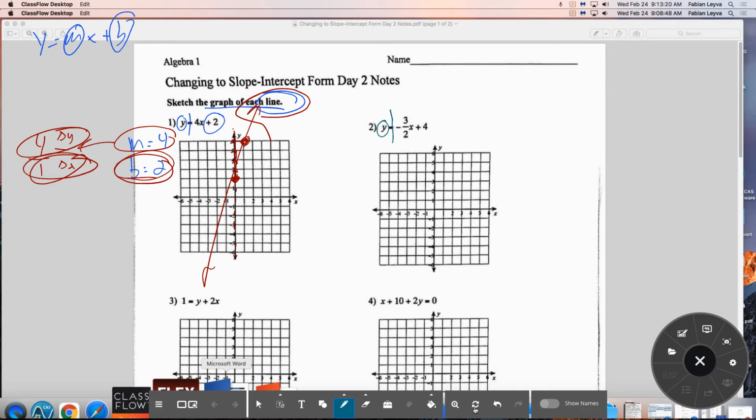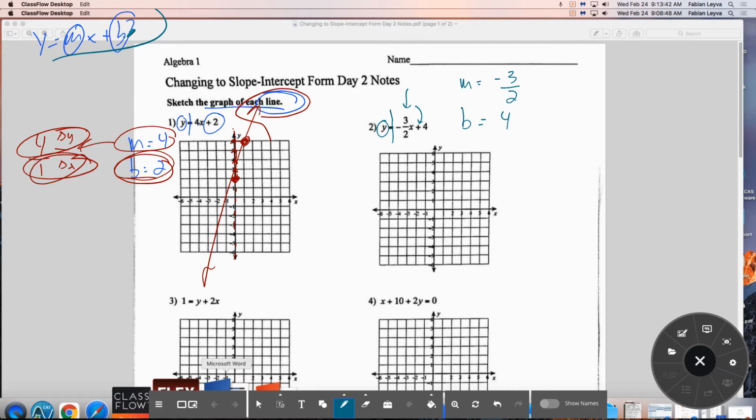All right, so the first thing I need to do is identify whether my y is by itself, because if it is, I have it in slope-intercept form. Now, this equation is in slope-intercept form because my y is by itself to the left. That means it's really easy to identify my slope, which in this situation is negative 3 over 2. My y-intercept is going to be whatever I'm adding or subtracting, so it's going to be a positive 4.